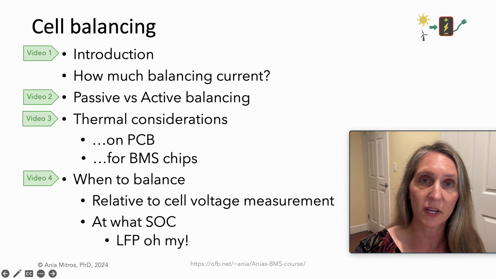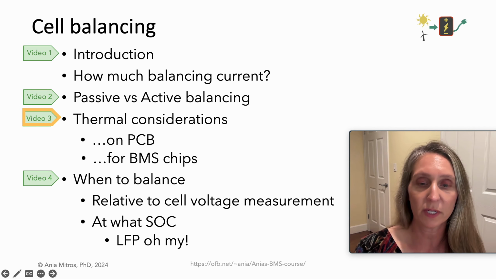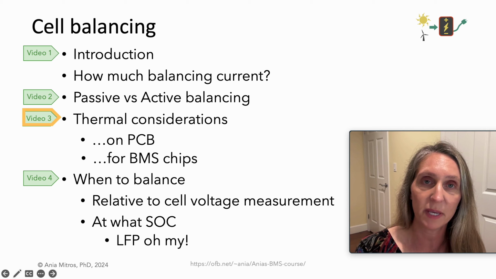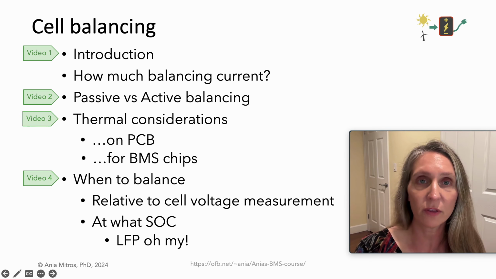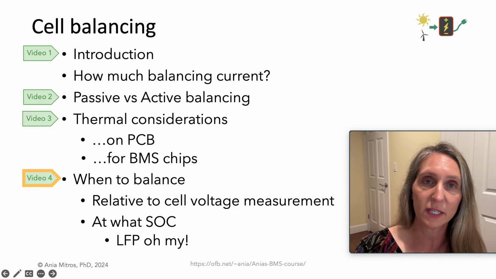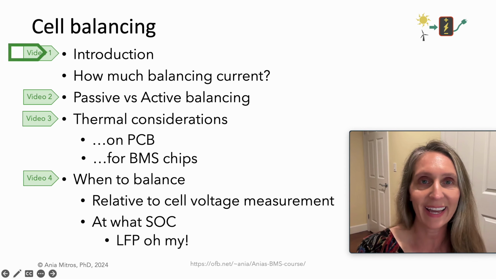In the second video, we'll look at active versus passive balancing. In the third video, we'll look at thermal design, an important topic for the electrical and mechanical engineers actually designing the BMS PCB and incorporating it into the battery pack. In the fourth video, we'll look at when it is best to balance, an important topic for the software engineers writing the control software and also for systems engineers. Okay, let's go.